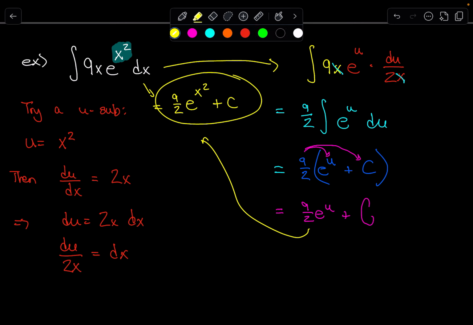And again, we could check our answer because the derivative of e to the x squared is going to be e to the x squared times 2x, and that 2 that we're going to get is going to cancel with this 2 in the denominator and leave us with the original equation.